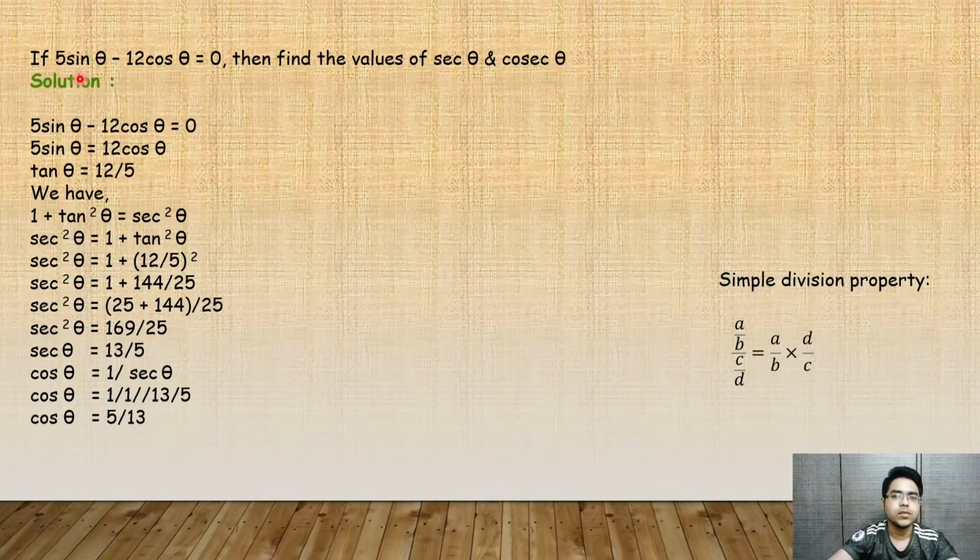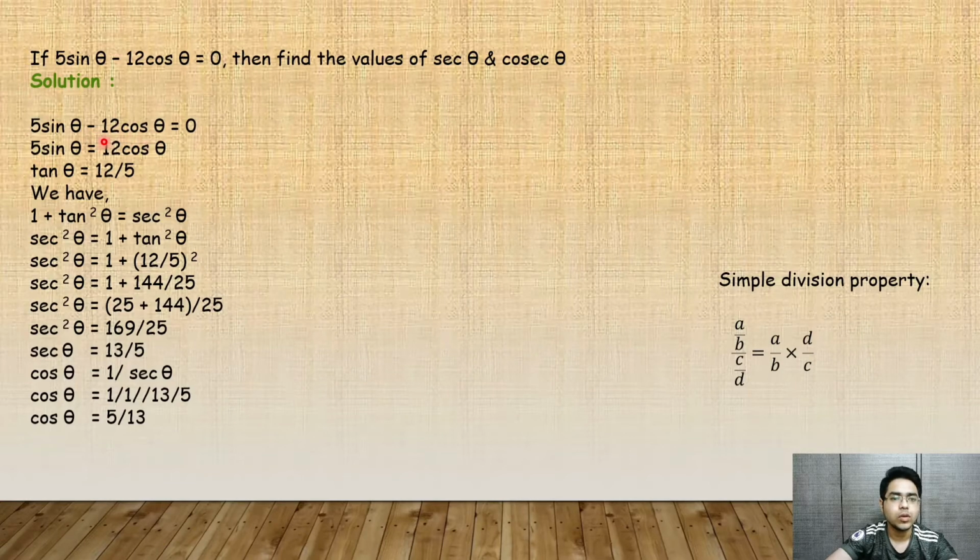In this question we have been given an equation: 5 sine theta minus 12 cos theta is equal to 0. Then find the value of sec theta and cosec theta. So writing this equation again, 5 sine theta minus 12 cos theta is equal to 0.